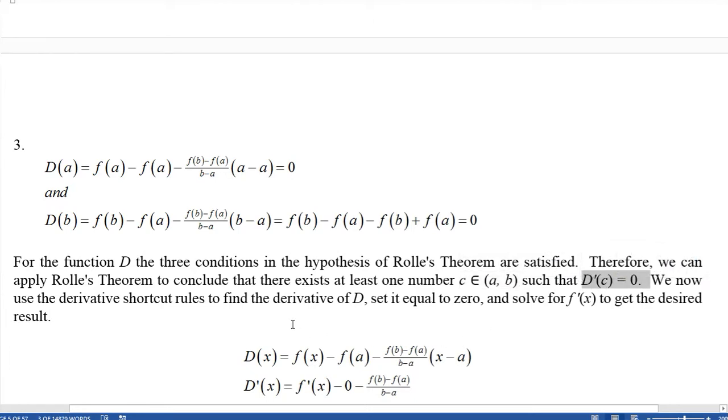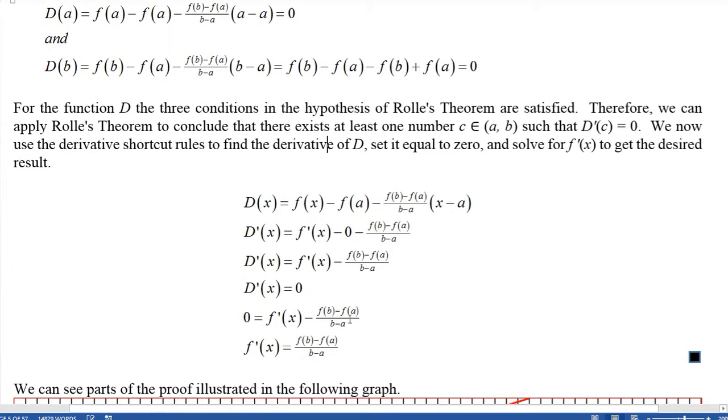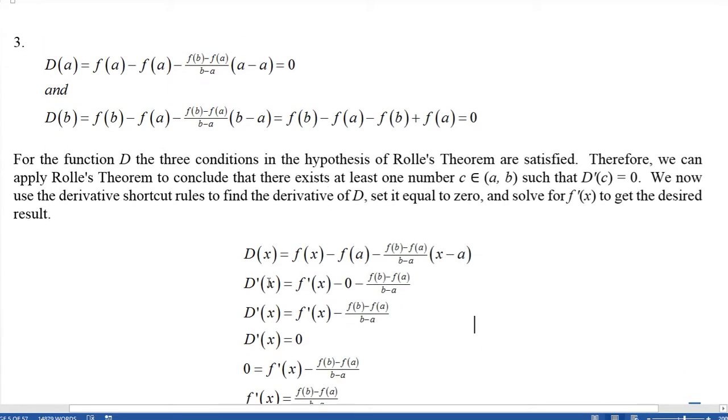It'll be a maximum or a minimum. Okay? Now, we're going to use the derivative shortcut rules to find the derivative of d, set it equal to 0, solve for f prime of x, and that should give us our desired result. So pretty straightforward here. Here's the formula for d of x.